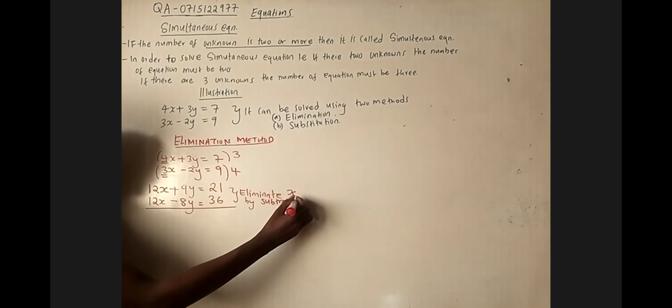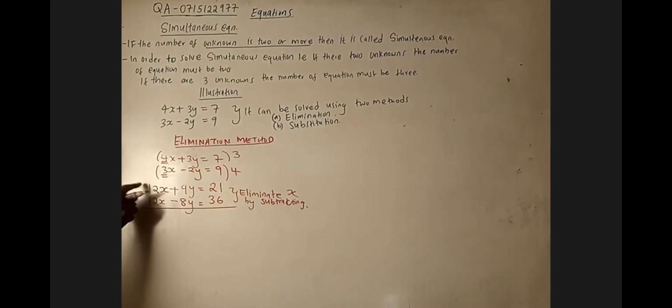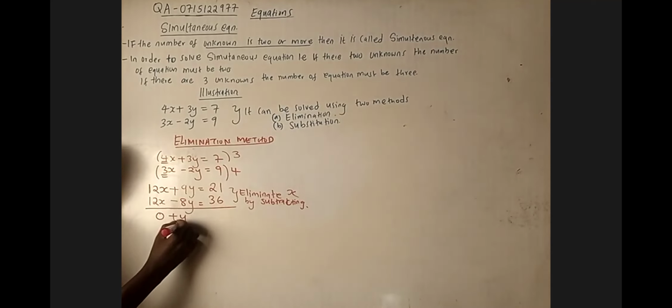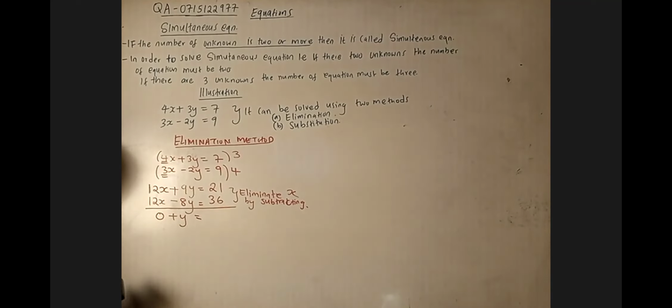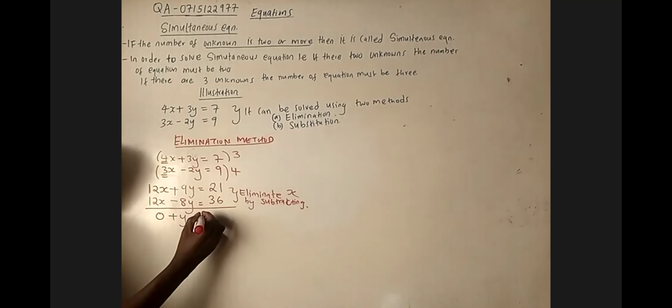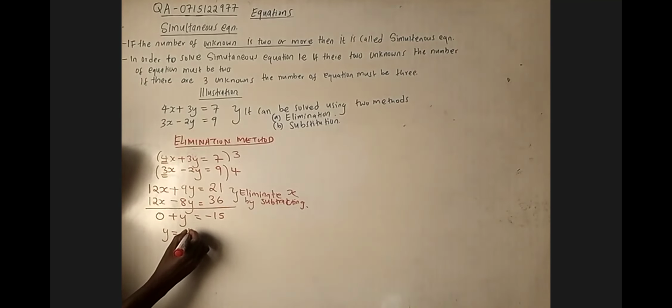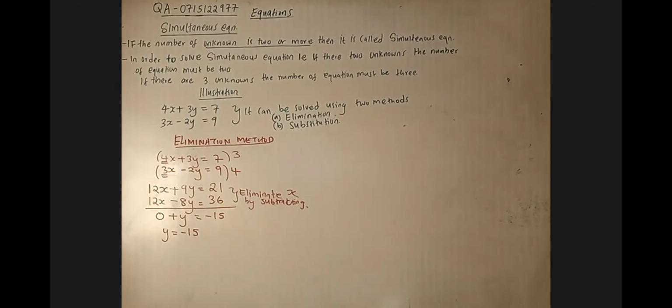Subtracting. So to subtract 12 minus 12, 12 minus 12 is 0. 9 minus 8 is positive y. 21 minus 36 is minus 15. Meaning y is equal to minus 15. So tukishapata y is minus 15, now we can get our x.